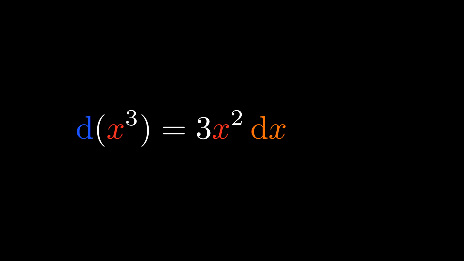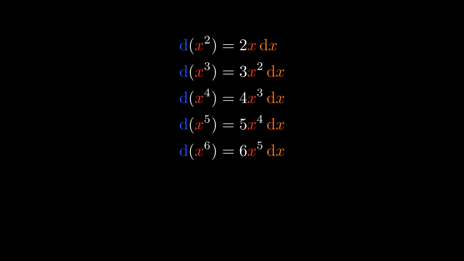Wait a minute, we just stumbled upon another rule. If we keep this going, we get these results. In general, we see that the differential of x to the n is n times x to the n minus 1 dx. Using this new rule, we can figure out the differential of a quotient. To do this, we need to look at the division as multiplication with the inverse of g.